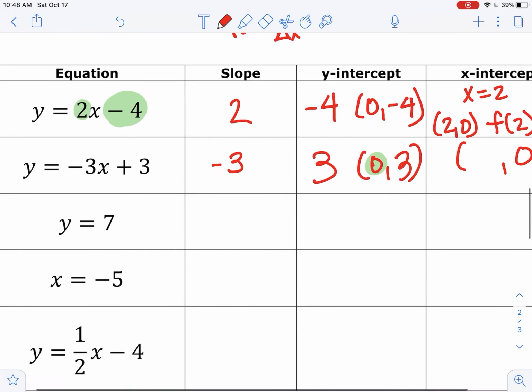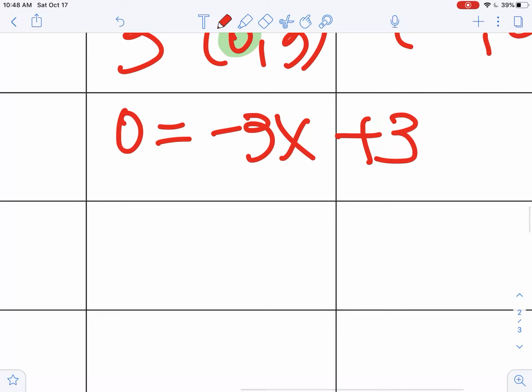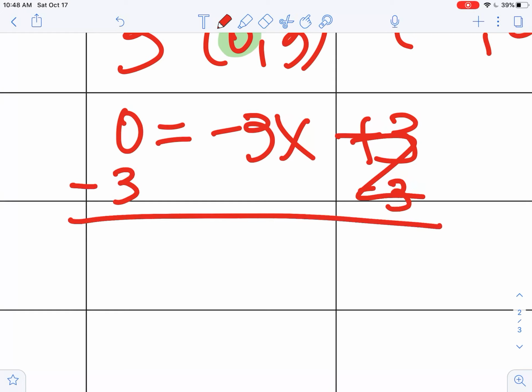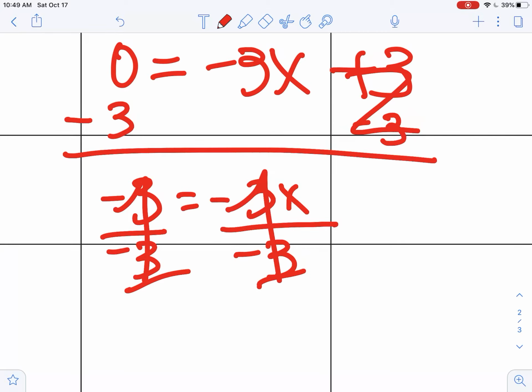So we have 0, because I'm going to plug in a 0 right here, equals -3x plus 3. Well, let's solve for x. First thing we're going to do, we're going to subtract that 3 from both sides, so -3 over here. 0 minus 3 is -3 equals -3x. Now, to get x by itself, we're going to divide by -3 on both sides. -3 divided by -3 is a +1, and then -3x divided by -3 is also a +1. So our x equals 1.